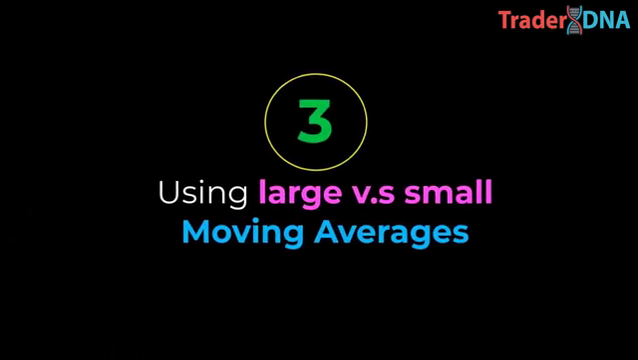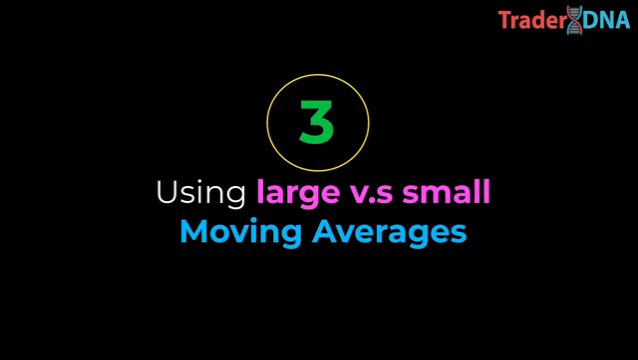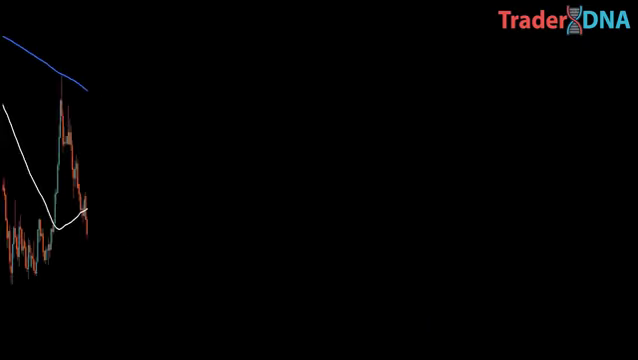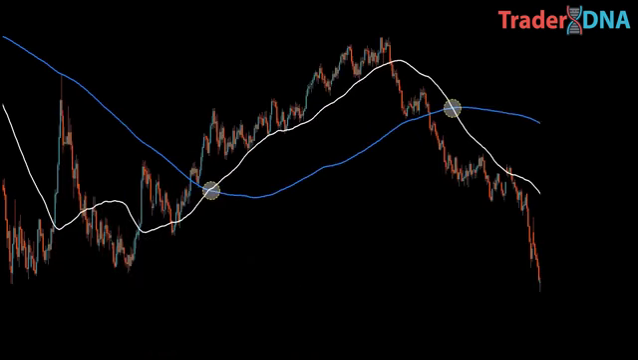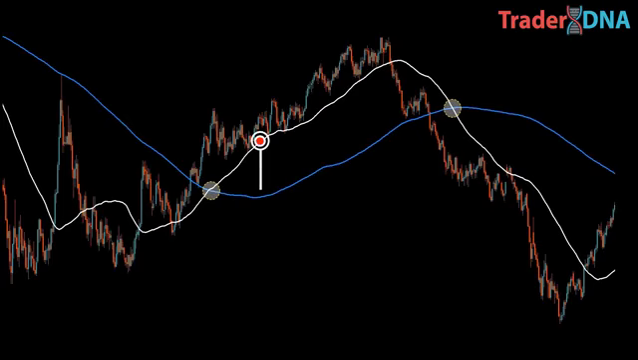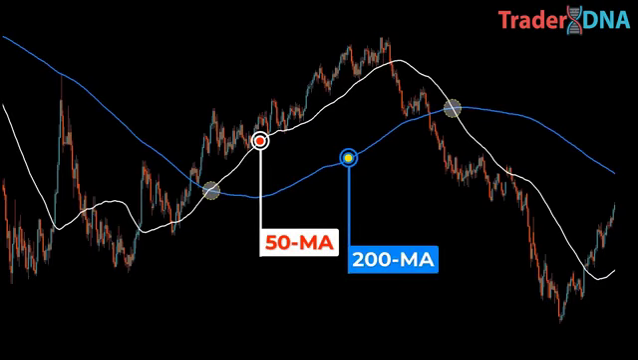Third, let's talk about using large versus small moving averages. Another effective way to identify the market's trend is by using two moving averages and analyzing their relative positions. For example, we can plot a 50-period moving average and a 200-period moving average on the chart. The 50-period moving average is referred to as the smaller moving average, while the 200-period moving average is the larger moving average.